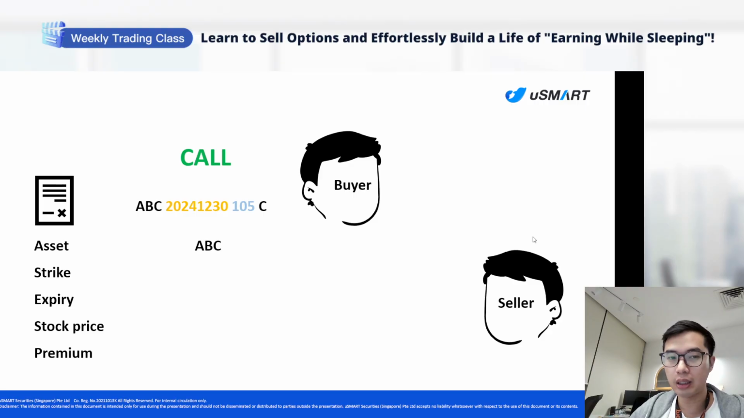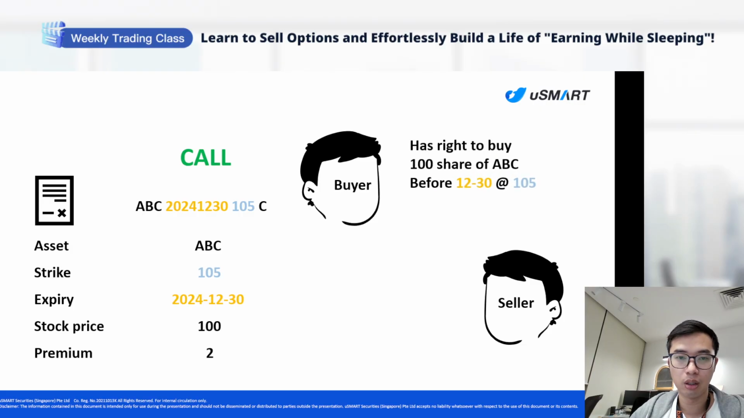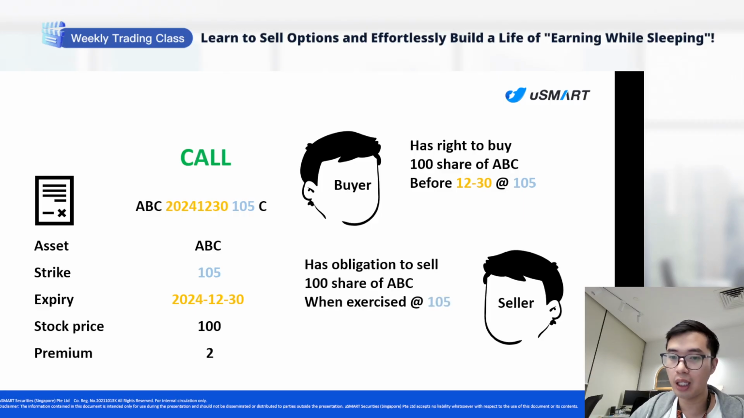Let's say the asset is ABC, the expiry date is 12/30/2024, and the strike price is 105 call. If we become the call buyer, we have the right to buy 100 shares of ABC before the 30th of December at 105. Today we will focus on becoming the seller. The seller has the obligation to sell 100 shares of ABC when exercised at 105.